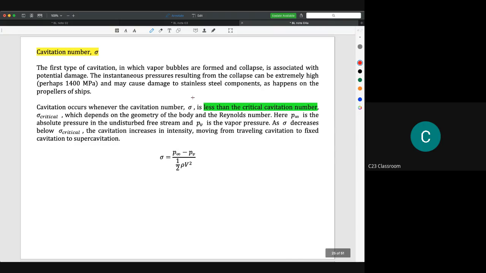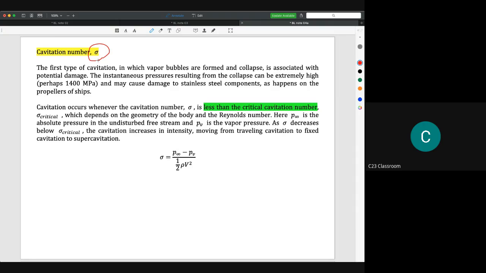Another dimensionless number to calculate the cavitation is the cavitation number, shown as sigma here. The first type of cavitation, in which vapor bubbles are formed and collapse, is associated with potential damage. The instantaneous pressure resulting from the collapse can be extremely high, perhaps 1400 megapascal, and may cause damage to stainless steel components, as happened on the propellers of ships.